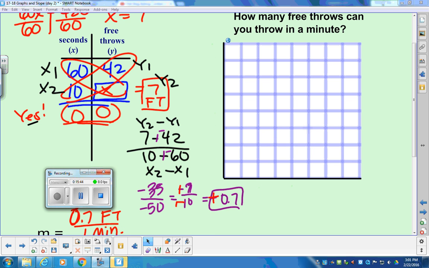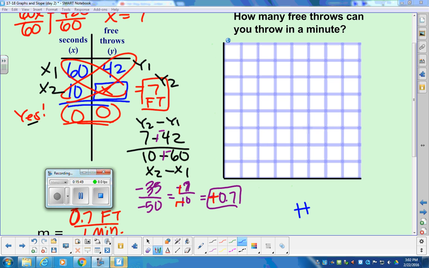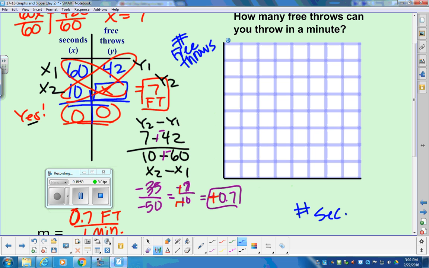And in this work, we would say that we have the number of seconds down here. Over here, we would say the number of free throws. Okay, so we have seconds and free throws, and our seconds range from 0 to 60. So I think I'll go by tens again. 10, 20, 30, 40, 50, 60 seconds. So 10, 20, go ahead and catch up on that.